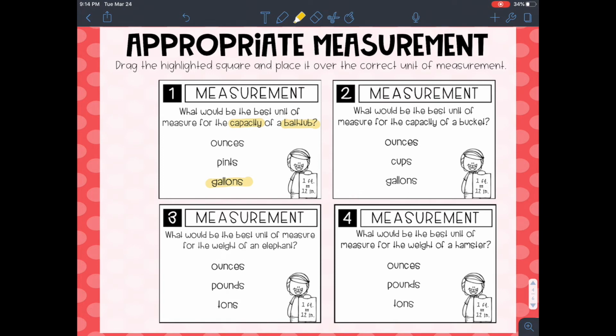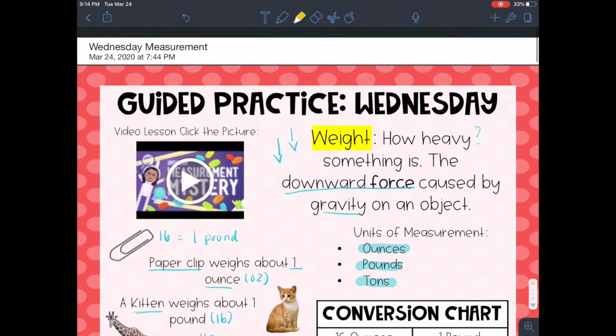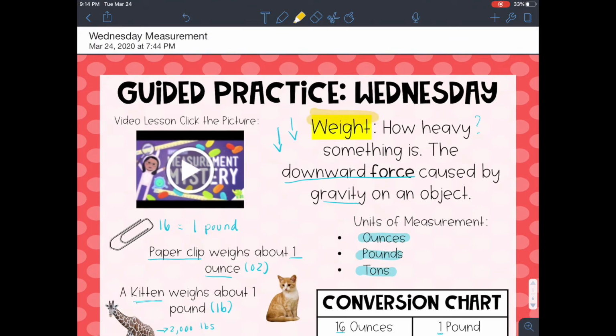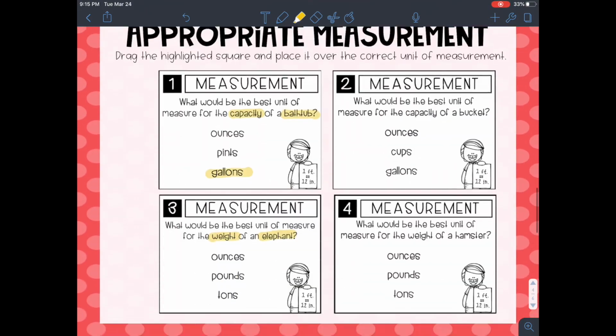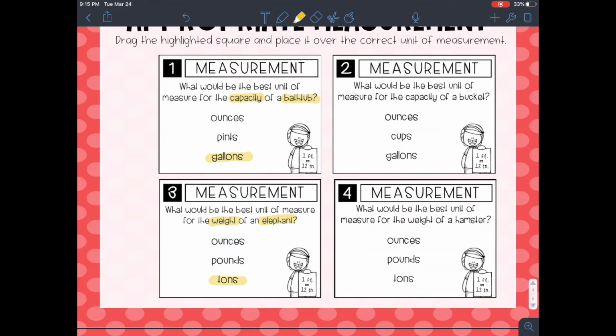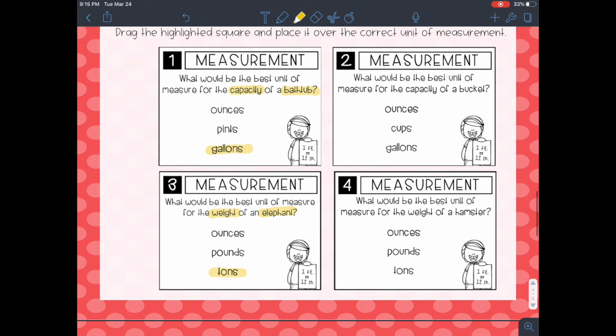Alright, Miss Nealy's going to check number 2 on your Google Slides later today, but number 3 asked me what unit of measurement would be best for the weight of an elephant. So I'm going to scroll to the slide that says weight, and I'm going to look. I have ounces, pounds, and tons, and Miss Nealy gave you guys some examples. Would I use a paper clip, a kitten, or a giraffe? Those kinds of measurements to best measure an elephant. I know a giraffe is very similar to an elephant, so I'm probably going to use tons as the best unit of measurement. So go ahead and try number 4, and Miss Nealy again is going to look at that later today.